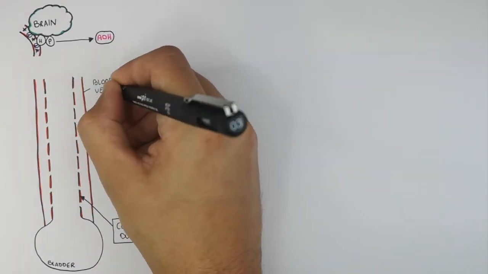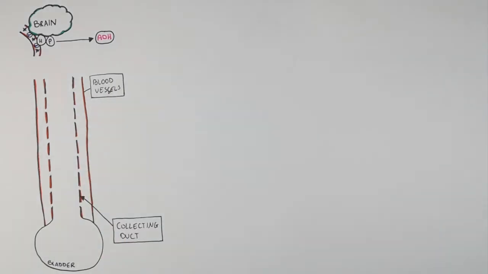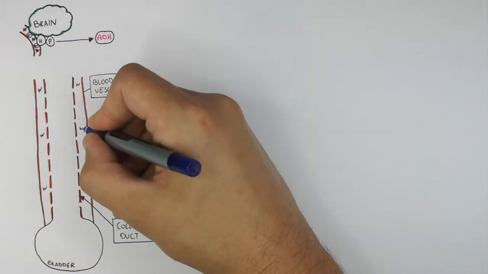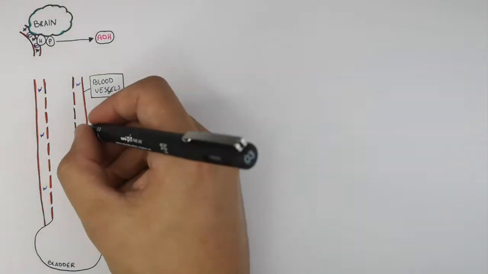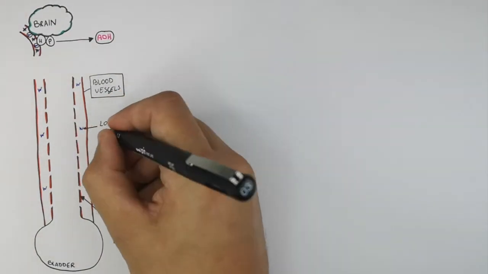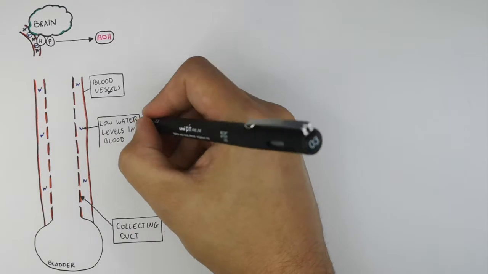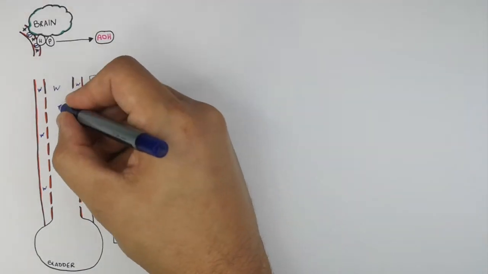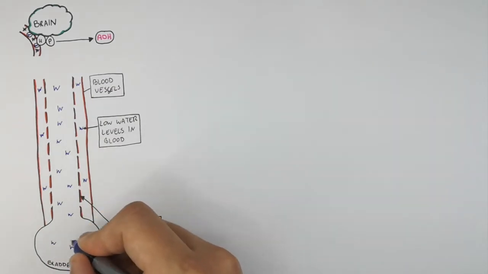These letters W represent the low water levels in the blood. So as you can see here, there are currently low water levels in the blood that have been detected by the hypothalamus. There is currently a higher level of water in the collecting duct.